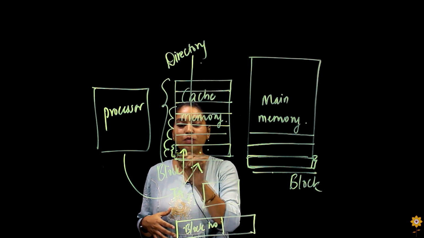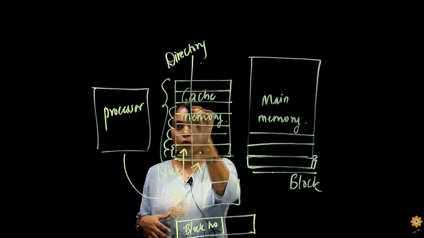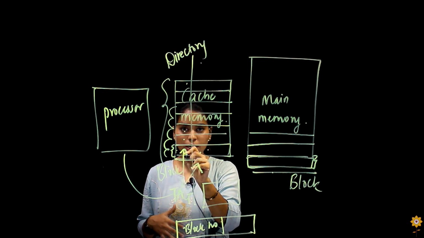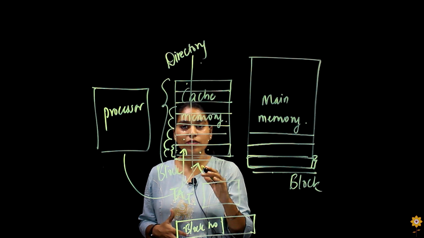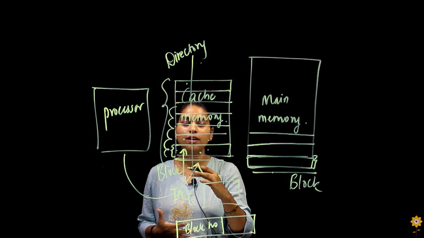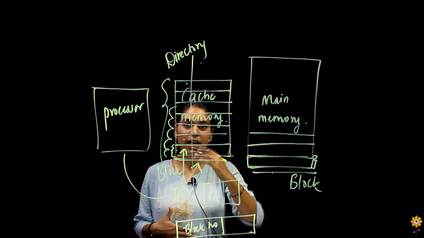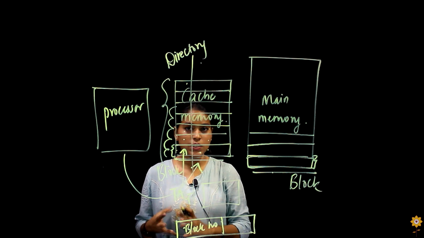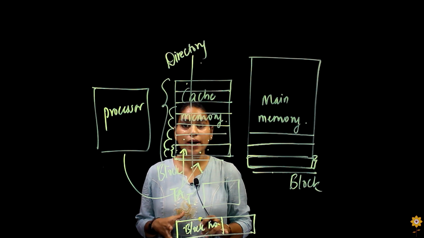So this block number is mapped with the tag of each block present over here. If this block number matches with the tag number over here, it is a hit. If the block is not present, then it will scan the entire cache, and even after scanning the entire cache, the particular block which was required by the processor is not present, then it is called a miss.